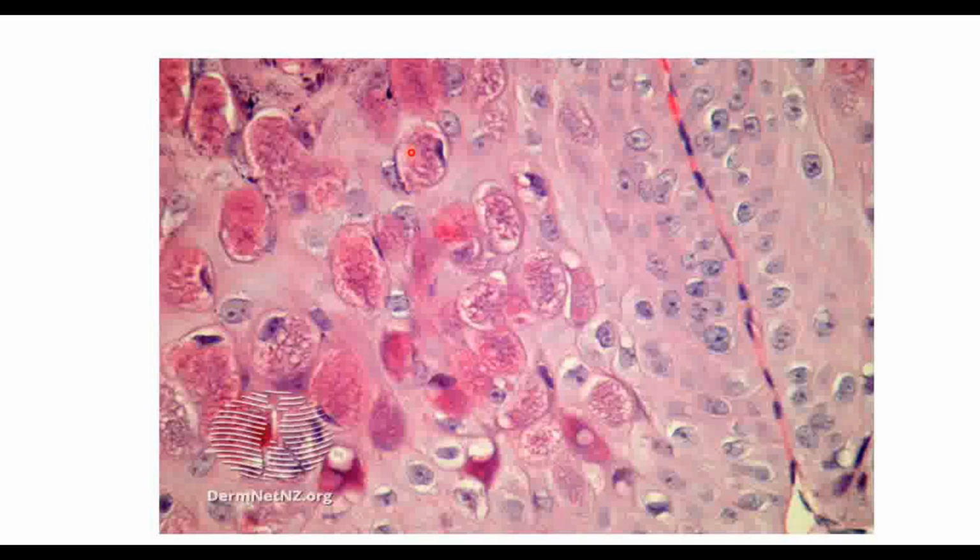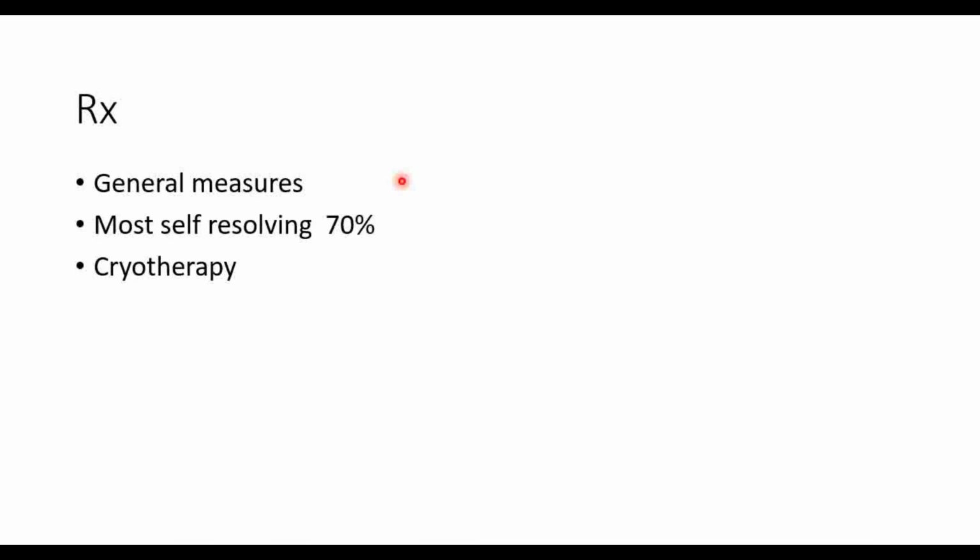So in MCQ, they will be asking, molluscum contagiosum virus is going to produce which inclusion bodies? So if they mention intranuclear inclusion bodies, that option is wrong. So go for the intracytoplasmic cytopathic bodies.